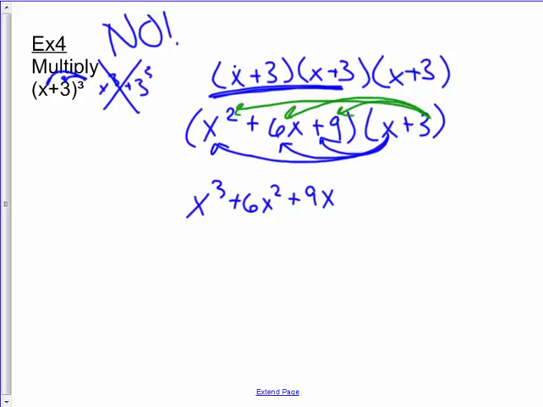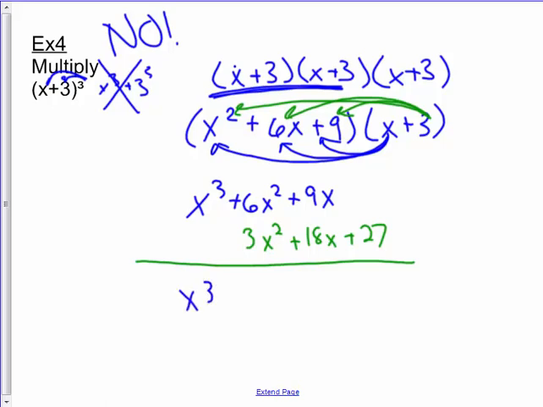So on the top, when I distribute the x, I get x cubed plus 6x squared plus 9x. When I distribute the 3, I get 3x squared plus 18x plus 27. And now when I simply add down, I get x cubed plus 9x squared plus 27x plus 27.